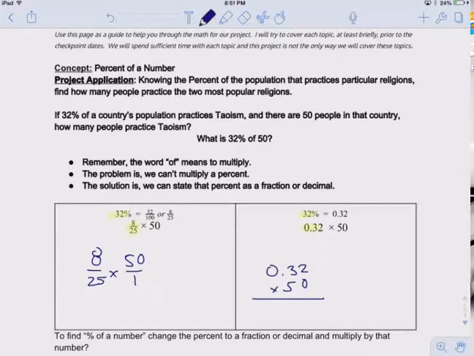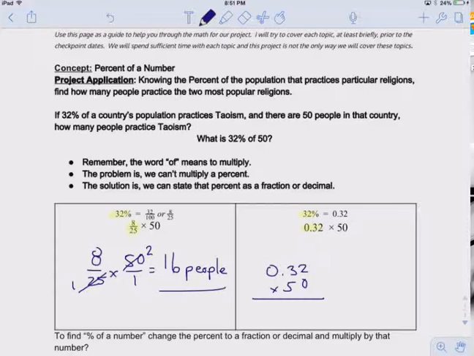Okay. So we'll go back to the multiplication of fractions, 8/25, which is the simplified fraction of 32 hundredths. So we can cross cancel. 25 goes into 25 once, 25 goes into 50 two times, and I'm left with 8 times 2, which is 16 people. So if 32% of the population practices Taoism, and the population is 50 people, that means 16 people practice Taoism.